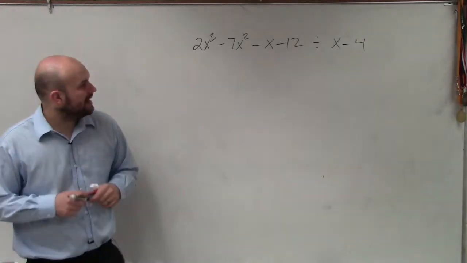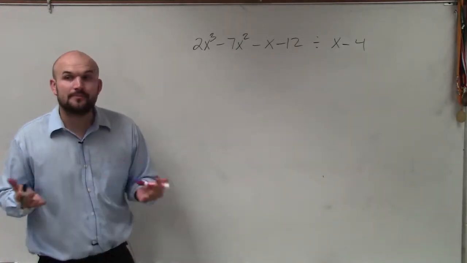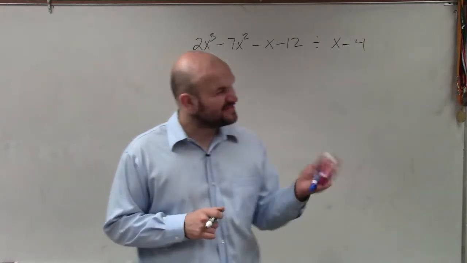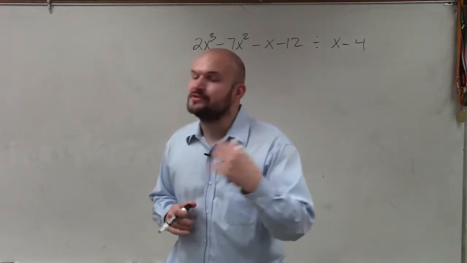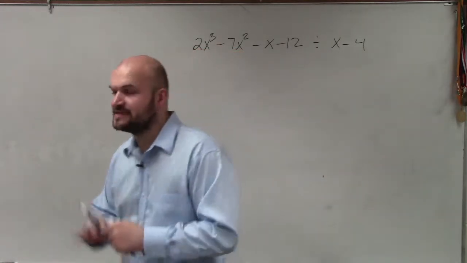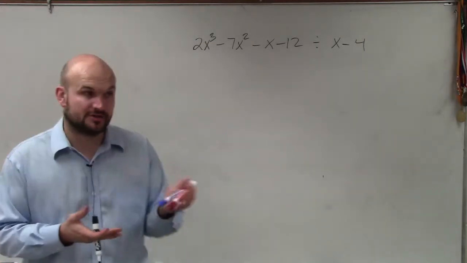So in this case, what we have is 2x cubed minus 7x squared minus x minus 12 divided by x minus 4. Now, previously I showed you guys how to do long division, right? And sometimes you guys are like, we're almost there. So what I'm going to do is show you guys synthetic division. We have about 15 minutes left, and it's plenty enough time for you to see one, watch a couple, and then try some.